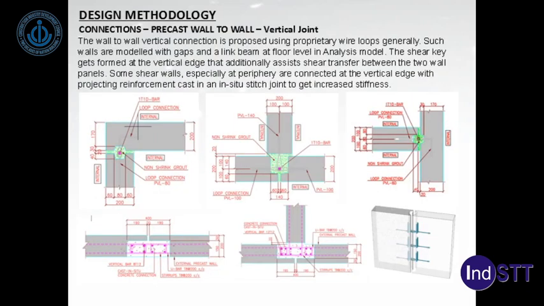Now we come to wall connections. So the wall-to-wall has vertical joint and a horizontal joint. The vertical joint wall-to-wall connection is proposed using proprietary wire loops, as you can see in the 3D image shown on the right bottom side. It is very easy to make these connections in these walls. The wire loops are flexible, they are like strands, so they pop out during erection.